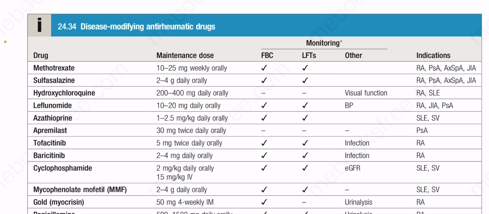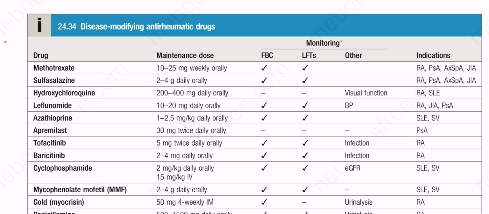Apremilast maintenance is 30 mg twice daily orally. Indication: psoriatic arthritis. Tofacitinib 5 mg twice daily orally. Monitoring is full blood count, liver function tests, infection. Indication: rheumatoid arthritis. Baricitinib 2 to 4 mg daily orally. Monitoring is full blood count, liver function tests, and infection.